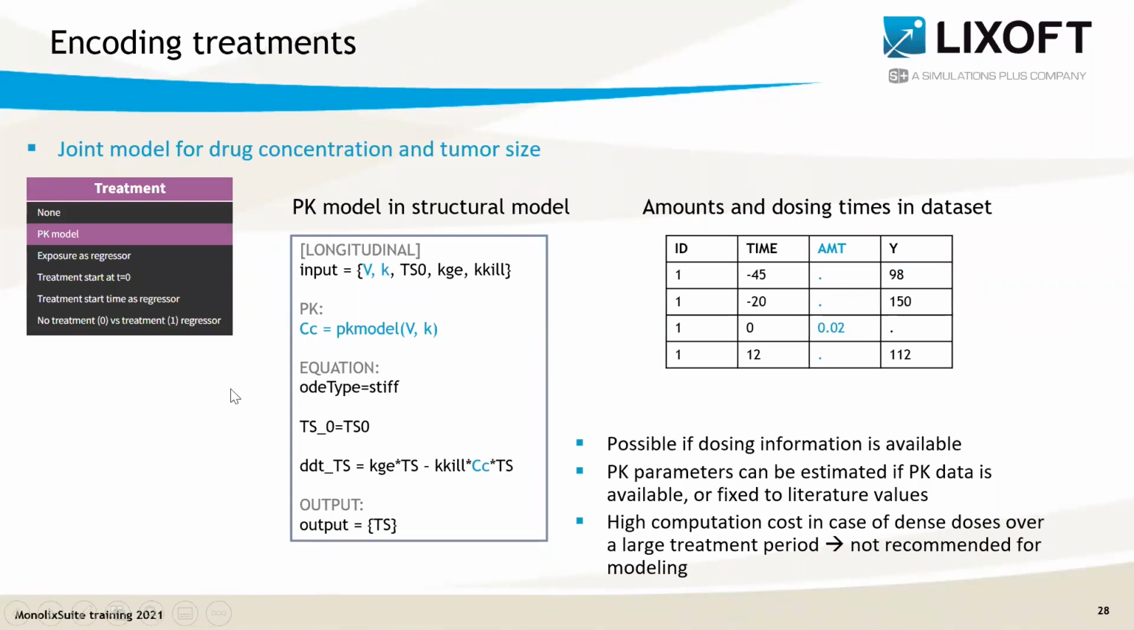Then let's see the different options to encode the treatment. So these are the different options available in the library when you want to include a treatment effect in your model. The first option is to build a joint model for the drug concentration and the tumor size, and to model the drug concentration as a PK model that is included in the structural model along with the equation for the tumor size. This model is by default a simple one compartment model with a bolus administration and linear elimination with only two parameters V and k.